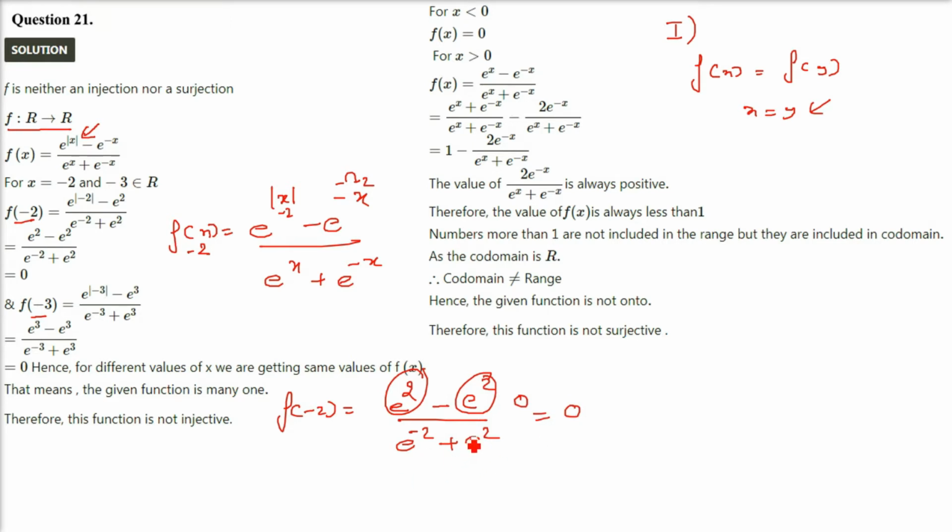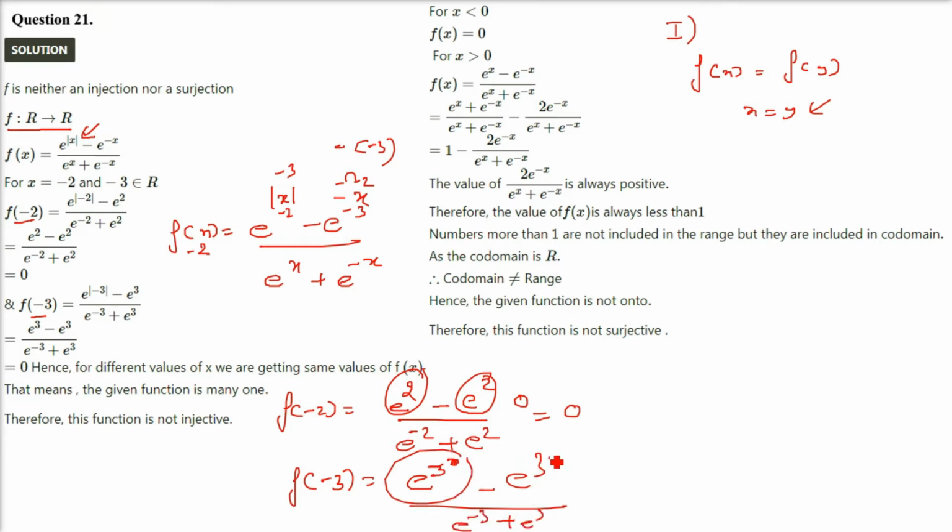Now f of negative 3, as I said, even if you put negative 1, negative 4, negative 5, the result remains the same. Because e raise mod x, putting negative 3, you get e raise 3. And since x is already negative, the negative becomes positive. So it will be e raise 3 minus e raise 3, divided by e raise minus 3 plus e raise 3. Again, don't worry about the denominator. You're going to get 0. So these two values are enough.